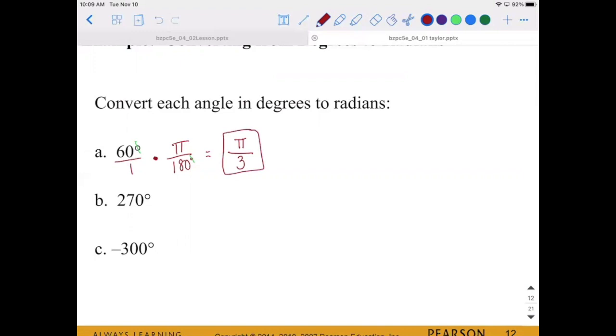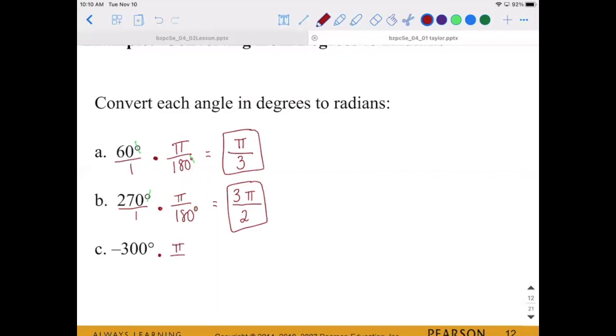270 degrees, same idea. We're going to multiply this by pi over 180. Again, I remember this because I want to cancel my degrees out. 270 and 180, I know I can divide both of those by 90. On the bottom, I would have 2, and on the top, I would have 3. And the pi is still on the top.